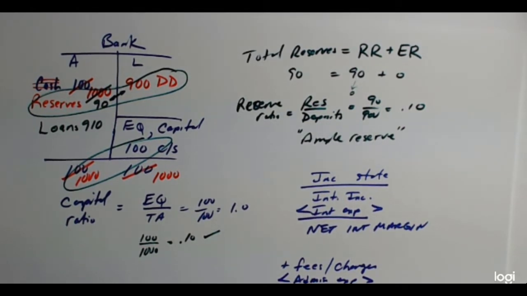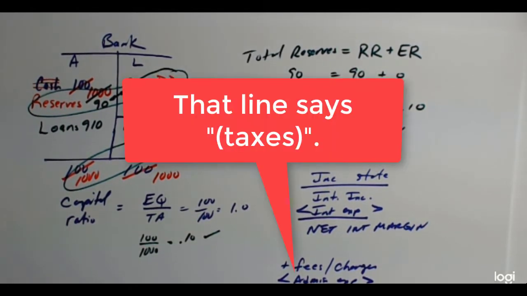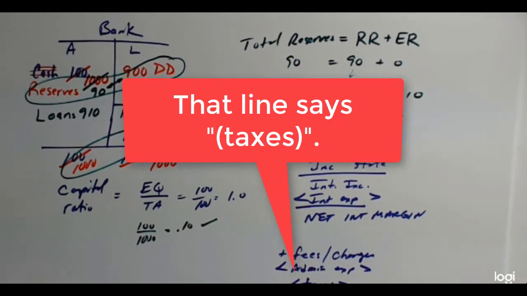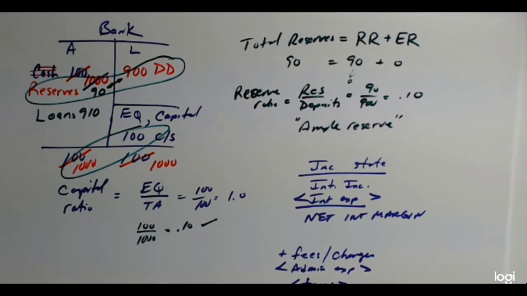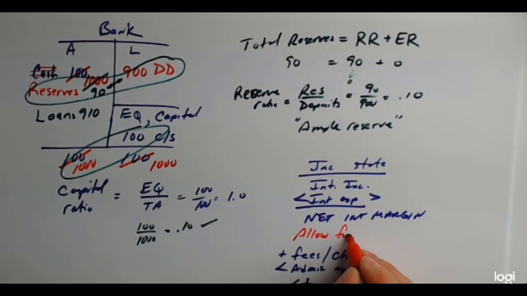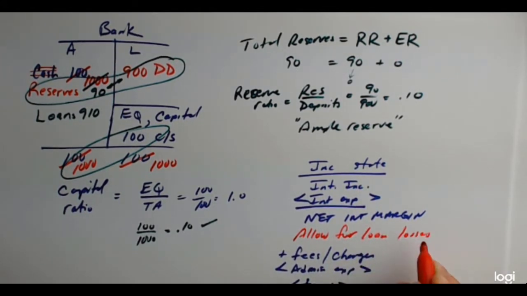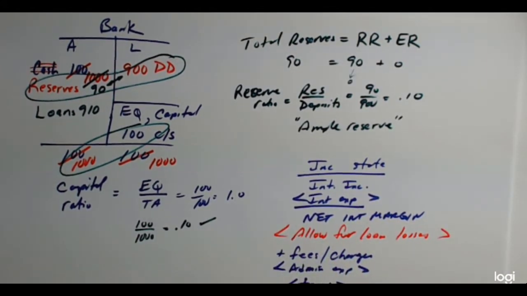You've got to have net income. Now, I left a little space here for the most important component, the most volatile component of an income statement of a bank, and that's the allowance for loan losses. So I worked for a bank for a long time. We used to have to estimate this because this was the most volatile number in the entire income statement.